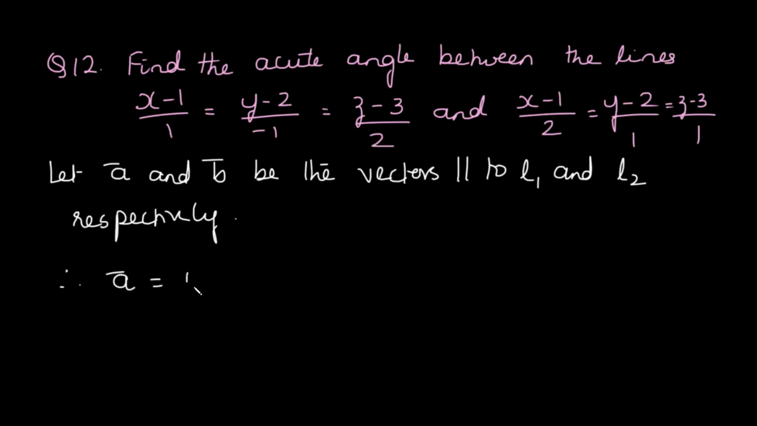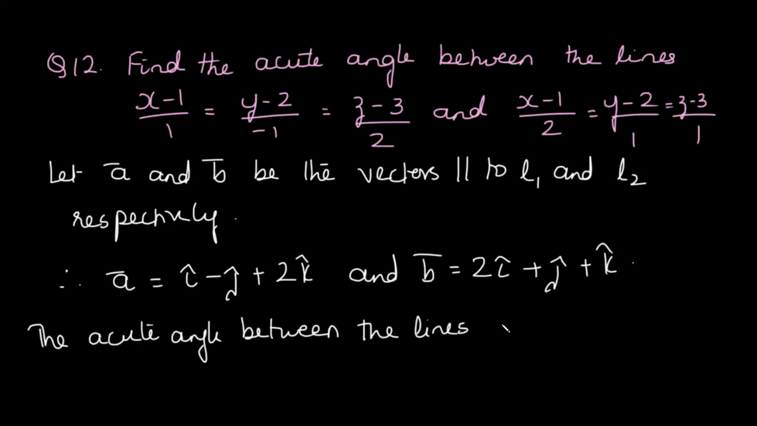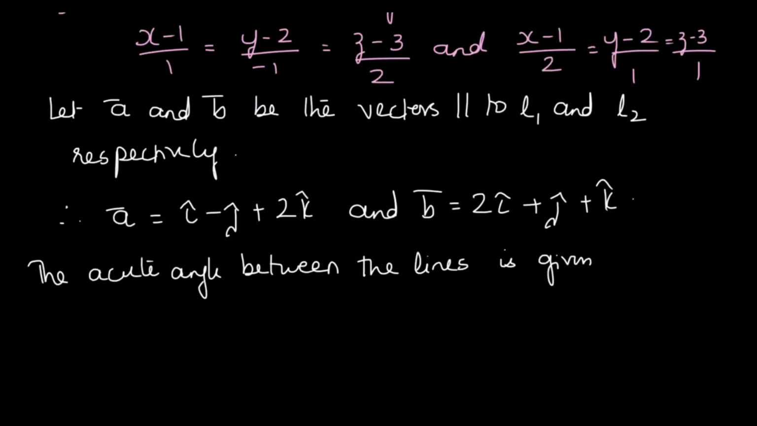Okay, so A bar becomes i from 1, minus 1 and 2. We get A bar as i minus j plus 2k. And similarly, B bar we can get from these direction ratios 2, 1, 1. So we get B bar as 2i plus j plus k. Now the acute angle between two vectors or between two lines, okay, between the lines, is the same acute angle which is there between the two vectors A bar and B bar.